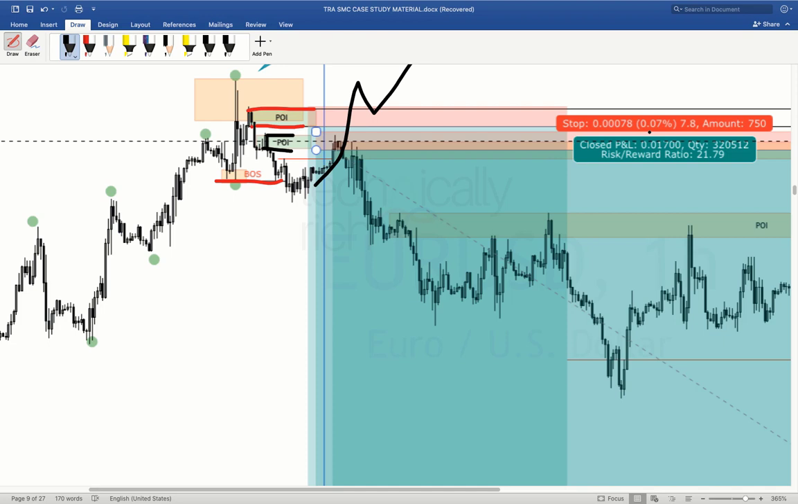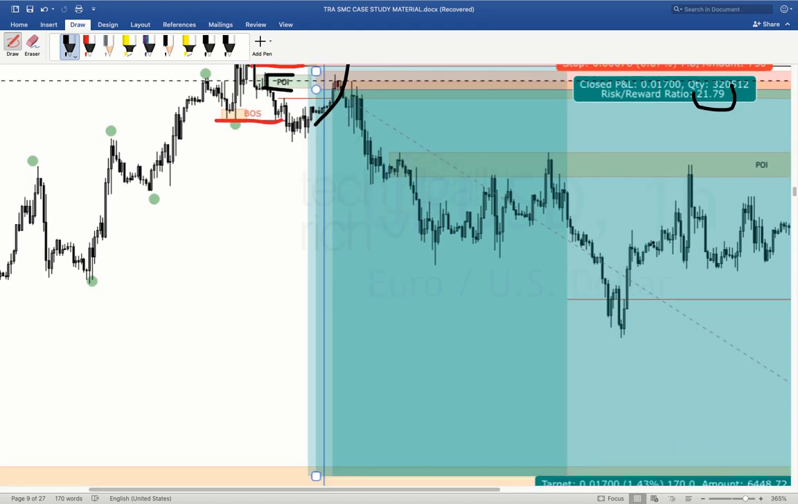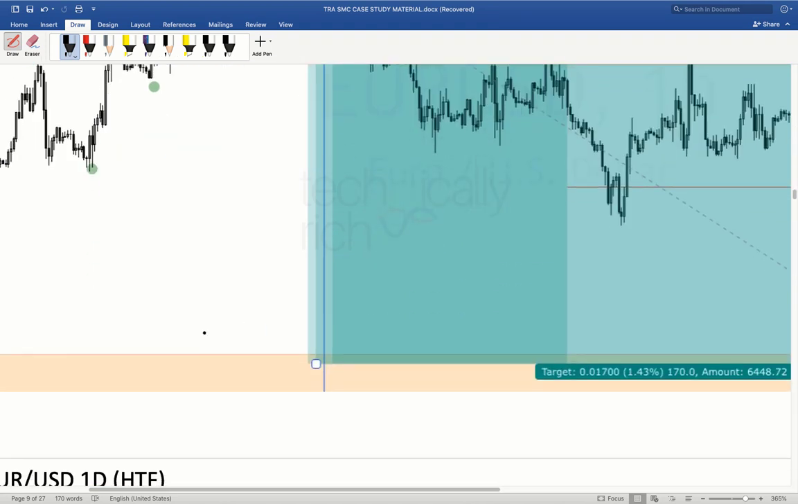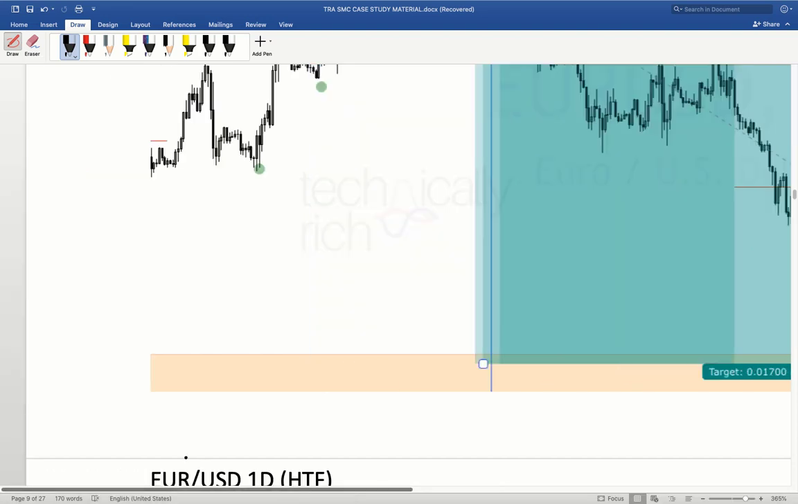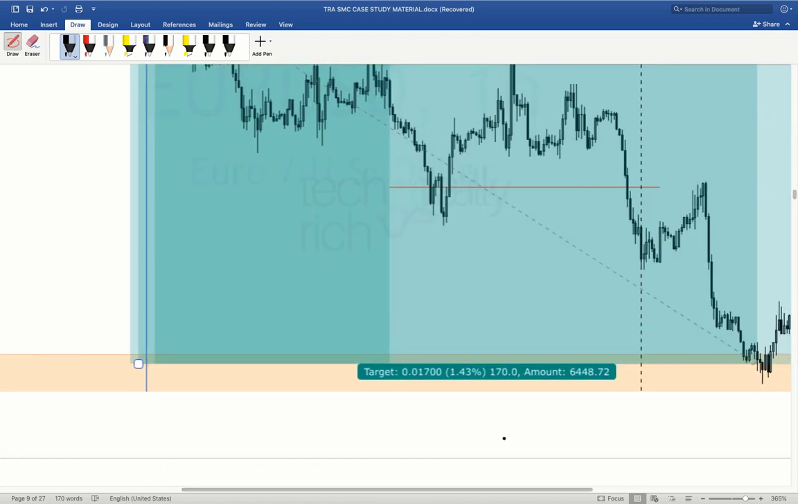So now if you look at this, this particular second position here, this second POI here had a 7.8 pip stop loss. The risk reward ratio, look at it, 21 to 1, or 1 to 21, anyhow you want to put it. But look, we have this 21 risk reward ratio, like we are making 21 times whatever we are risking. This is a 7.8 pip stop loss, and this is what we are having. And now, where is our target? Our target is this daily POI. Remember our POI on the daily time frame, which is this rectangle down here. So our target is here, 170 pips.